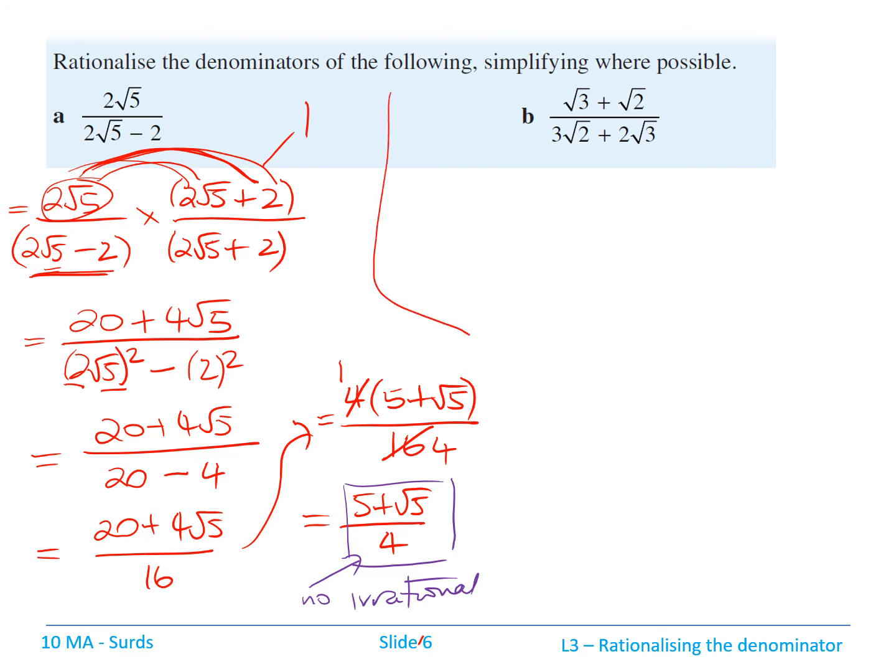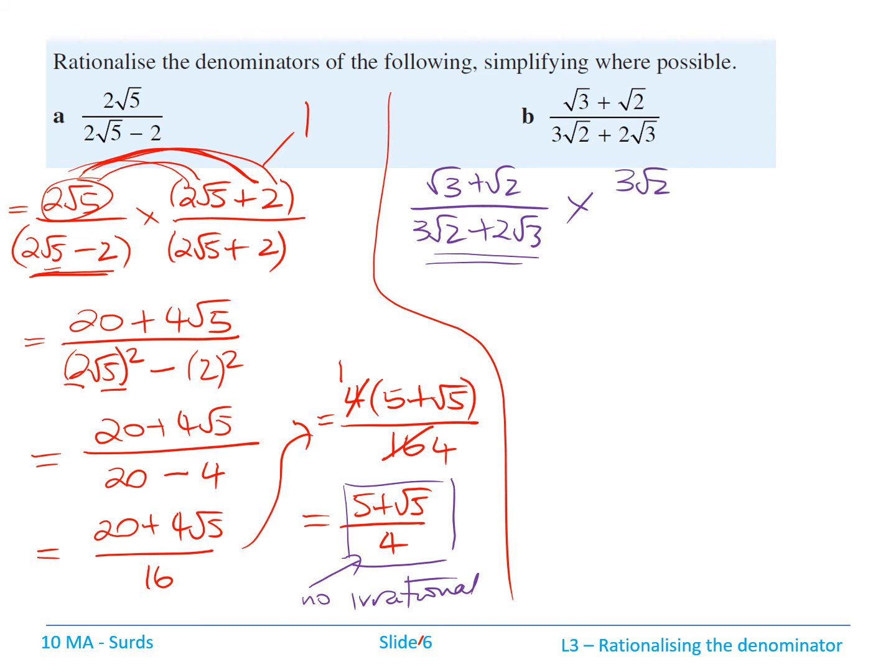Okay, I'm just going to draw a line down here so we can separate the two. Okay, so here I've got root 3 plus root 2 on 3 root 2 plus 2 root 3. Now remember, we want to multiply it by the conjugate of this, where we change the sign in the middle. So I'm going to say 3 root 2 minus 2 root 3 over 3 root 2 minus 2 root 3. Of course, we know that that's 1, because anything divided by itself is 1.